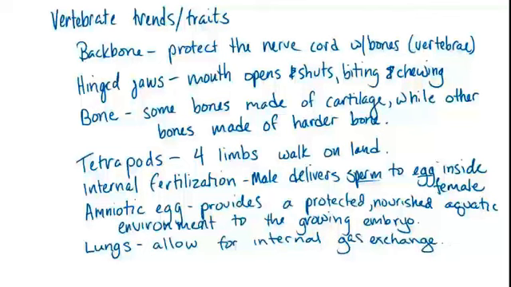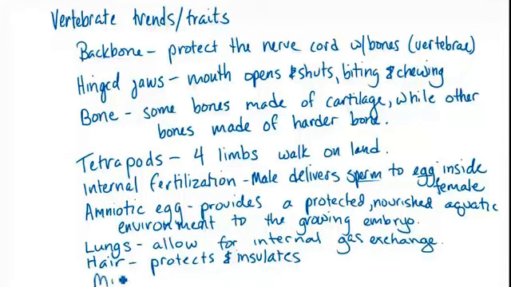Okay, the last 2 features belong to our own group, so you should be fairly familiar with them. The first one of these is hair. So hair provides protection and insulation. Hair is also known as fur. And the last one is milk. And milk also provides nutrition to the developing animal.